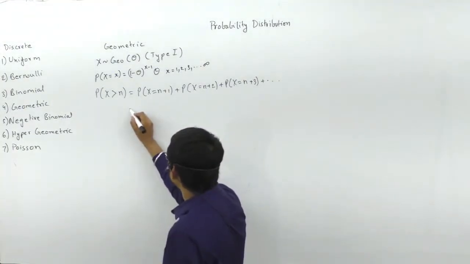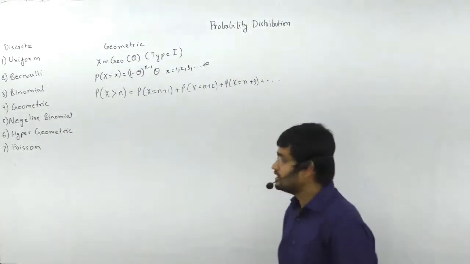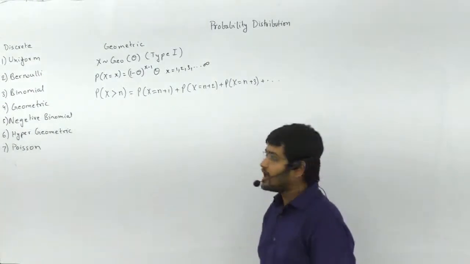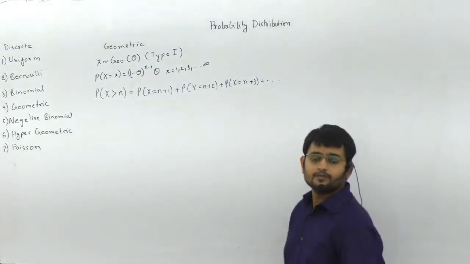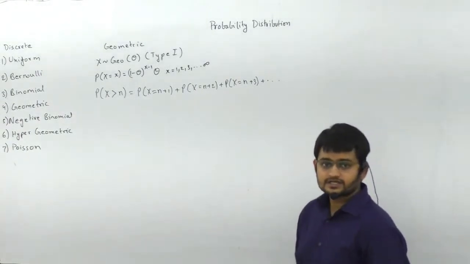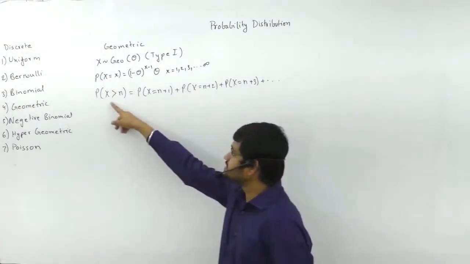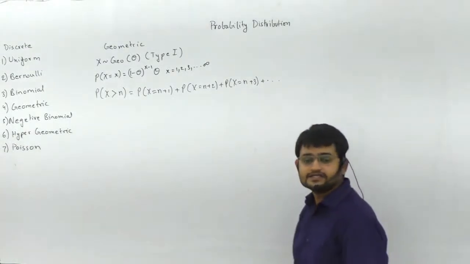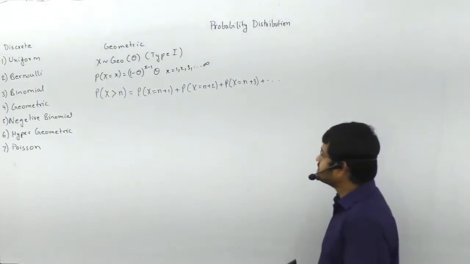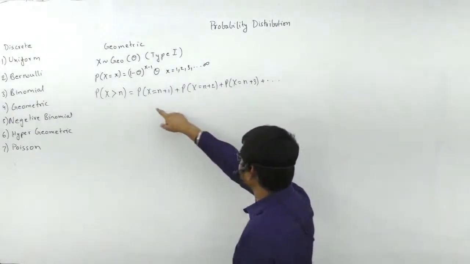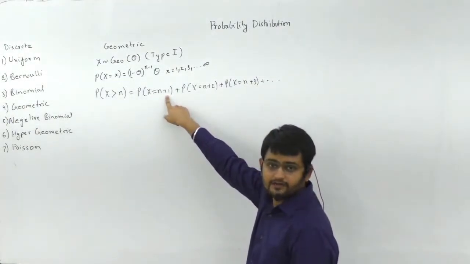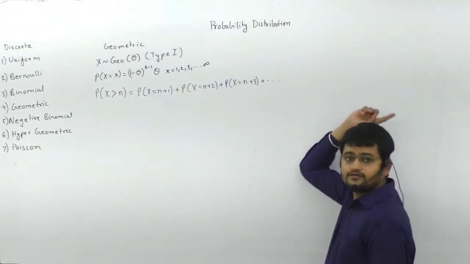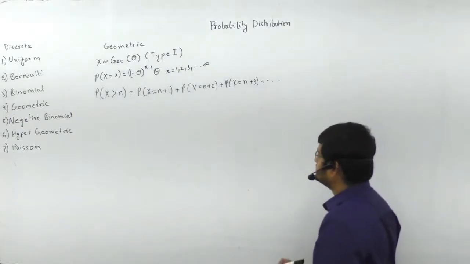Now what does this actually mean? When I say x greater than n, our x was nothing but the number of trial that was our first success. That means our first success is greater than n. That means we have at least n failures. When we say we have at least n failures, that means our success can be either n plus 1 or n plus 2 or n plus 3 or any value that is greater than n.